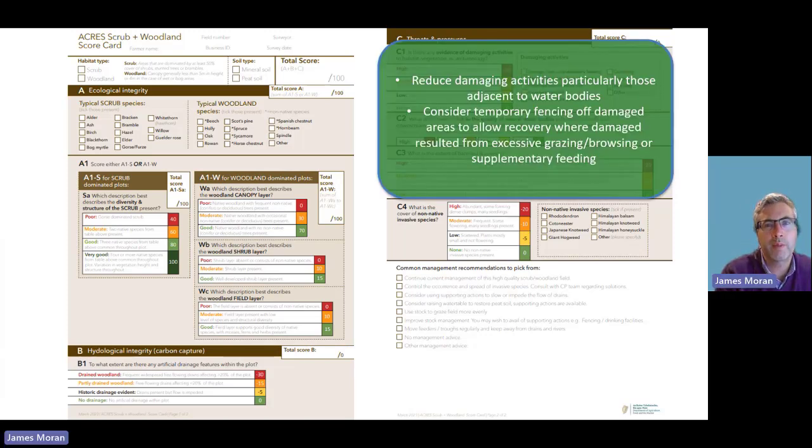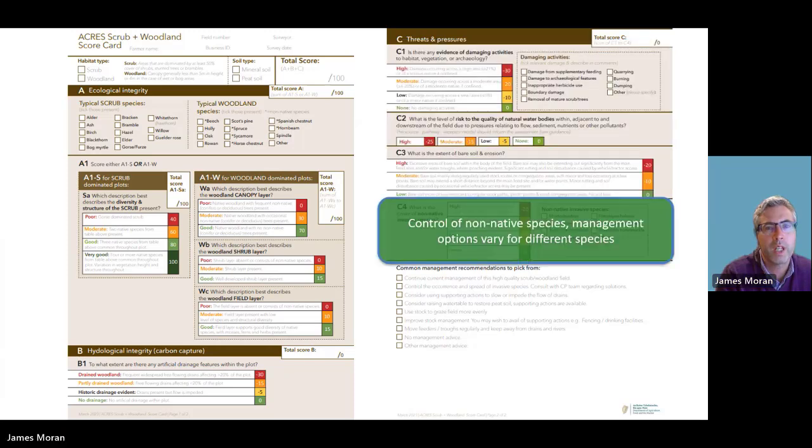So you should reduce damaging activities, particularly those adjacent to water bodies. Consider temporary fencing off damaged areas to allow recovery where damage resulted from excessive grazing or browsing or supplementary feeding. And control of non-native invasive species, again emphasised here in Section C4, and management options vary for the differing species.